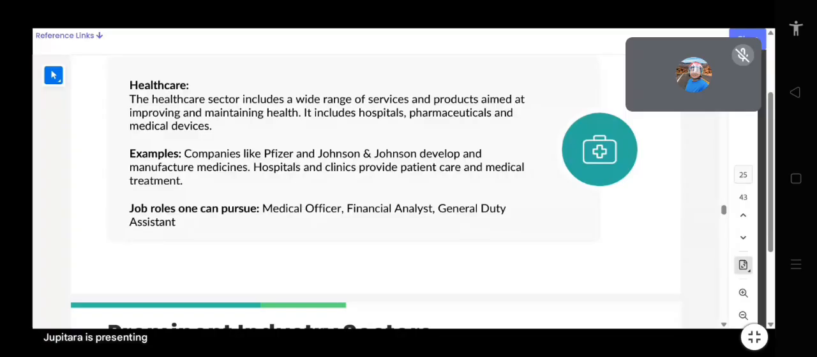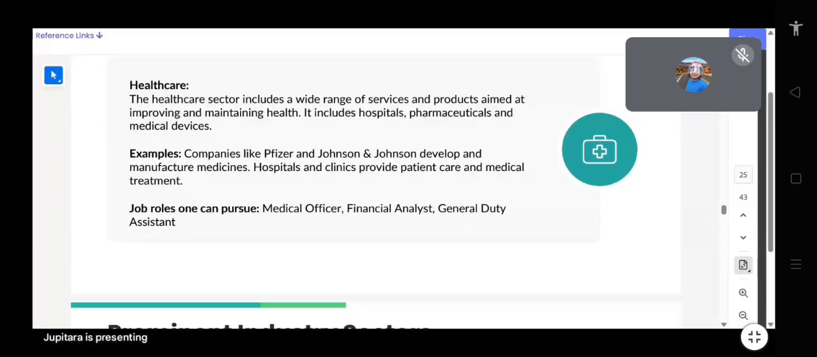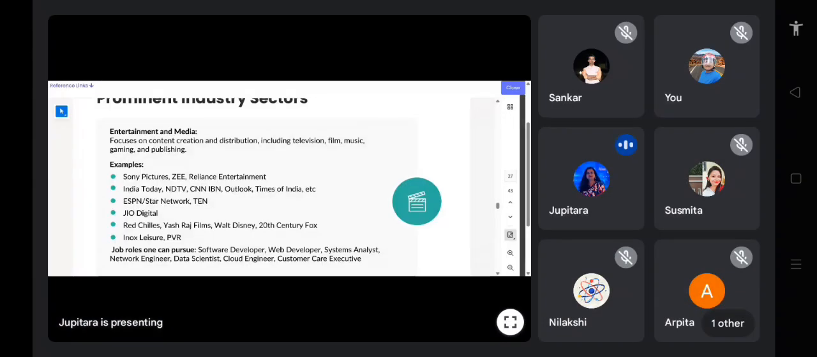Then information technology or IT enabled service, those companies who provide technology related service or consultancy or cyber security or tech support, those come under your IT sector. Okay. Then entertainment and media includes those companies who focus on content creation and distribution. It can be any form. It can be television, film, movies, music, gaming, publishing, even OTT platforms. All these come under your entertainment and media.